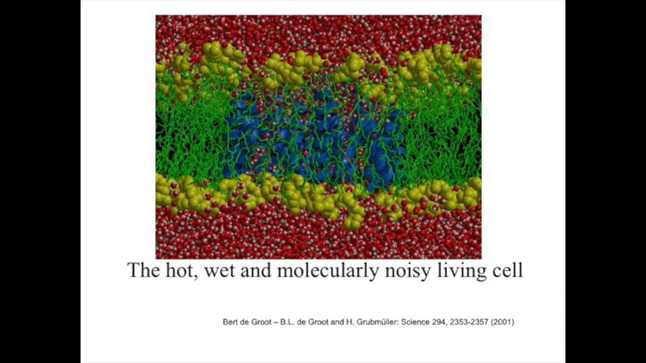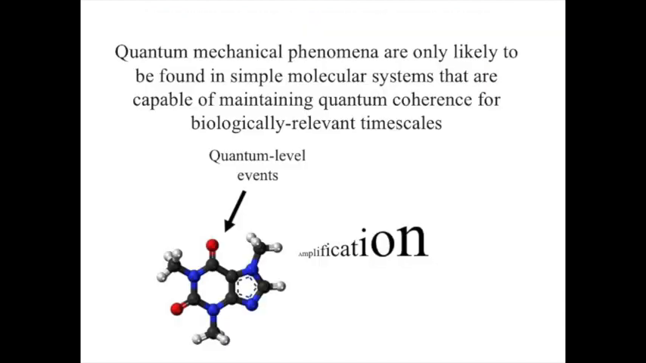Okay, so here, point 2. But the key question then is: quantum mechanical phenomena are only to be found in simple molecular systems that are capable of maintaining quantum coherence for biology-relevant timescales. So in individual biomolecules, you will have quantum mechanical phenomena going on. And what Schrödinger and others claimed is that life is able to amplify these quantum mechanical phenomena, so you see the effects of them at a macroscopic level in living organisms.